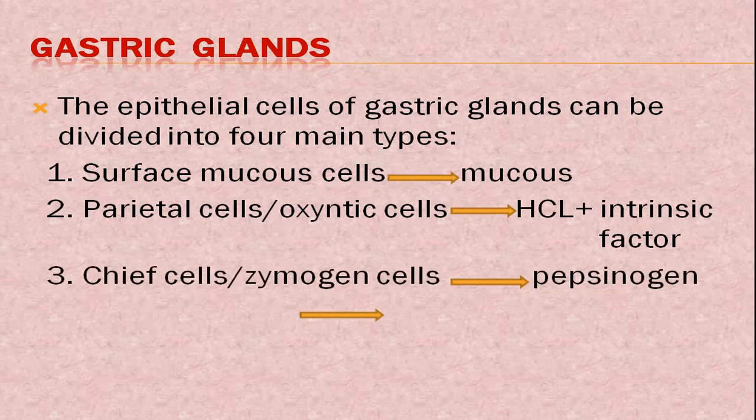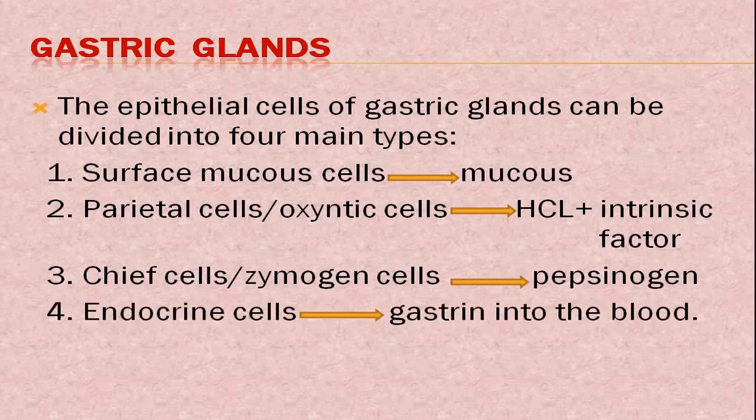Chief cells and zymogen cells. Zymogen means enzyme. So these are the cells that secrete enzyme pepsinogen, which is inactive form of pepsin. Pepsinogen is converted into active form pepsin with the help of HCl.